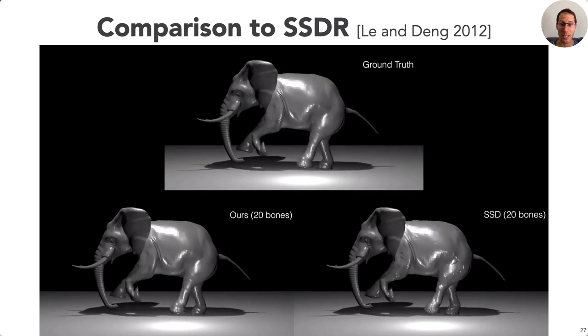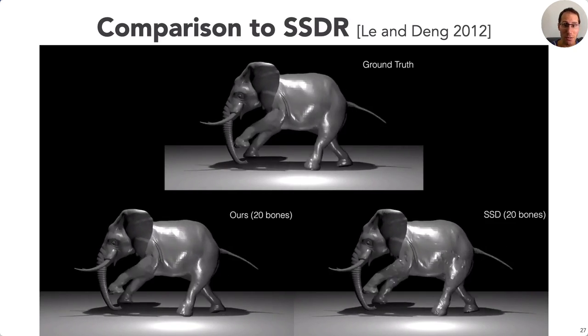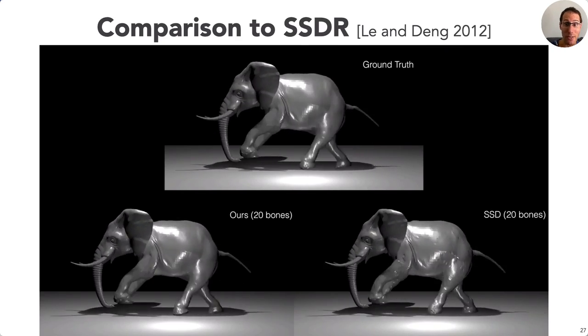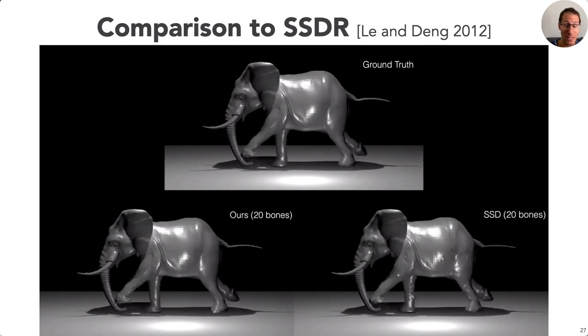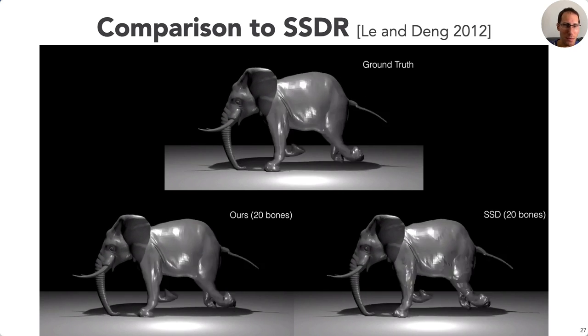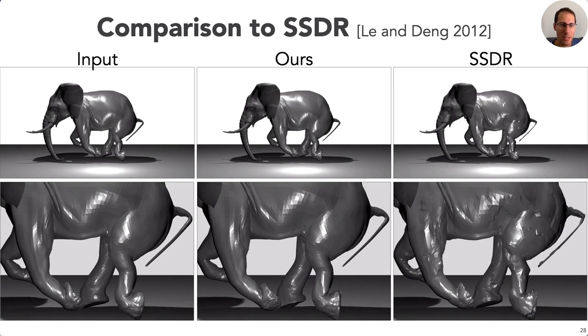All right, so comparison to smooth skinning decomposition with rigid bones. Our approach runs faster and has lower error compared to the SSDR technique. And let me highlight some differences here. Here's a close-up, and we're using flat shading to emphasize the surface quality. You can see on the haunch of the elephant, ours matches the ground truth, the input, and subspace deformation with rigid bones does not. And also on the belly.